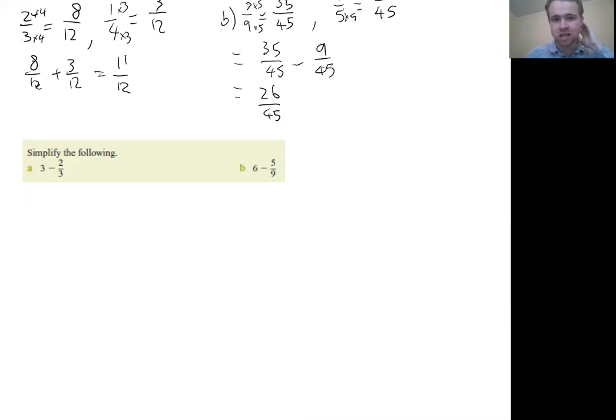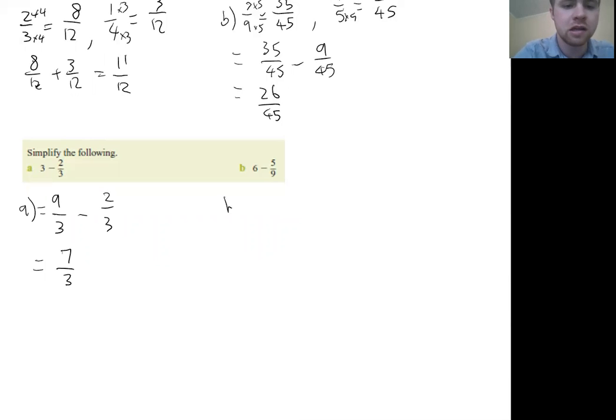Now, if there are 3/3 in a whole, there's going to be 9 thirds in 3. So 3 is the same as 9 over 3, 9/3, and then minus 2/3. Now we have the same denominator, we can just subtract and we get 7/3 as our answer, or 2 1/3 if you want to convert back to a mixed numeral. Again, the same principle applies with whole numbers. Convert them so they have the same denominator as the fraction.